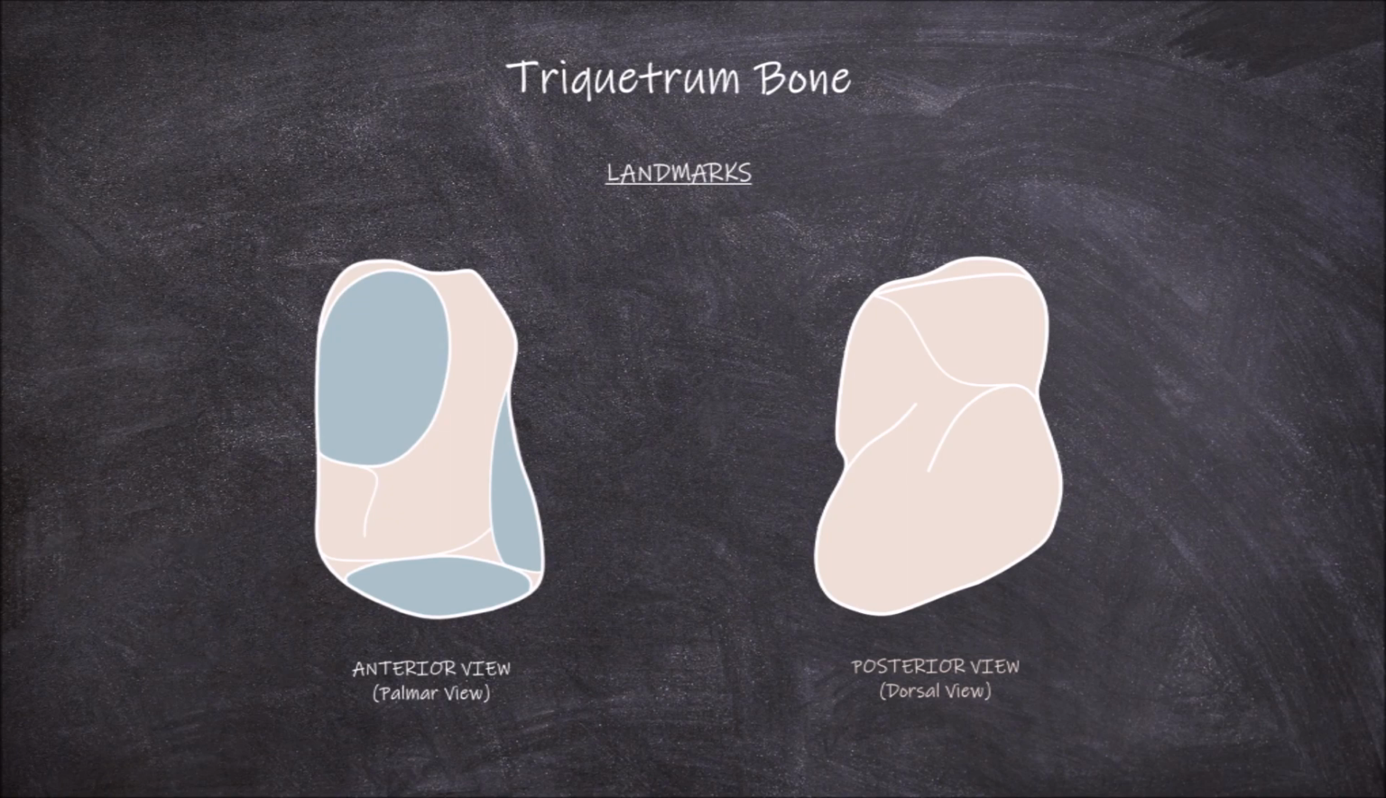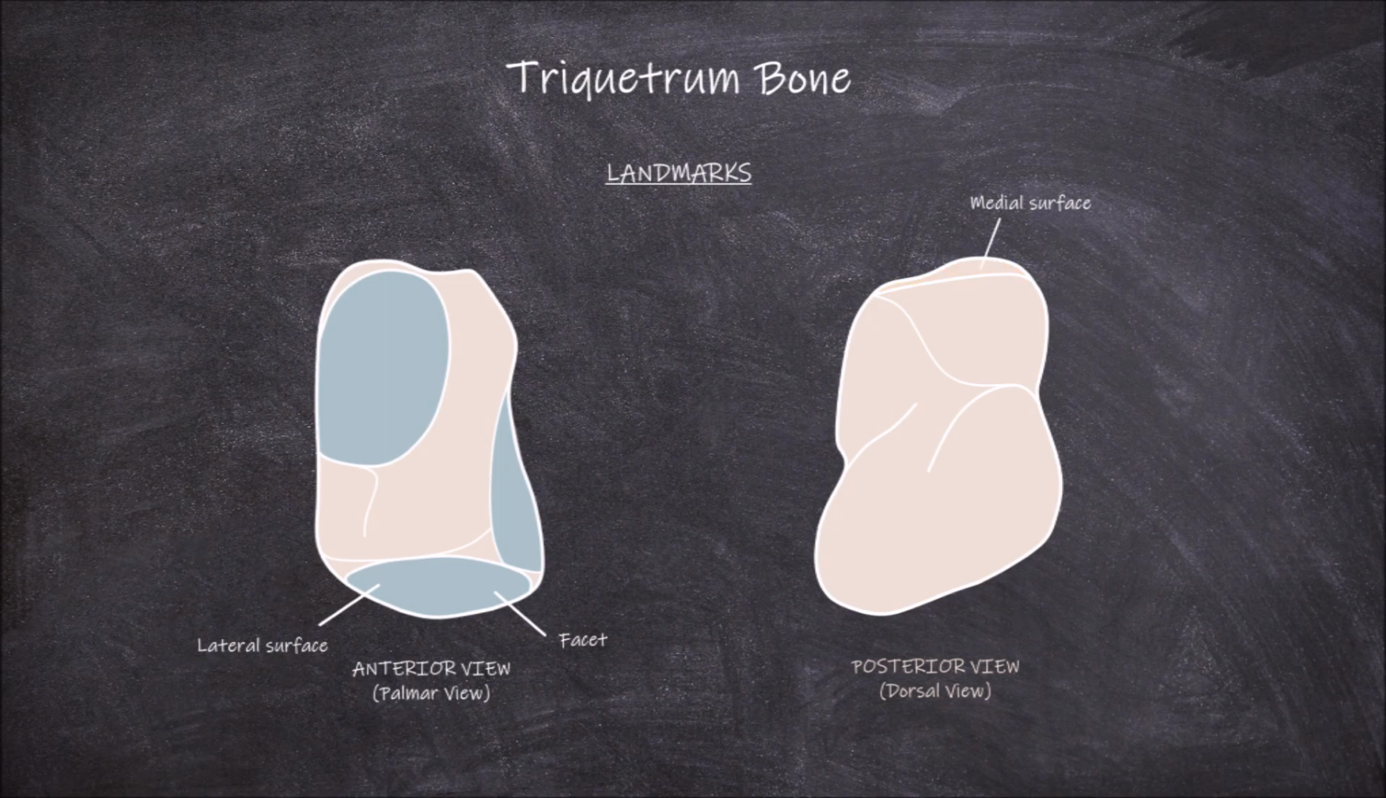The first of these surfaces is the lateral surface, which forms the base of the pyramid-shaped bone. This surface has a facet on it for articulation with the lunate bone. The second surface is the medial surface, which forms the summit or top of the pyramid-shaped bone.